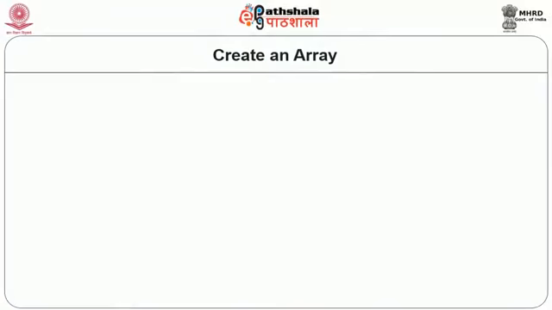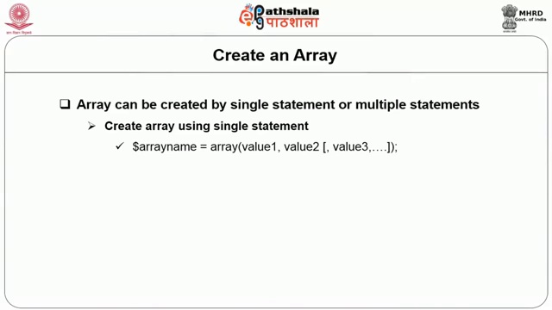Now, the array index data type can be either integer or string, while the value of an item can be any PHP data type. By default, the data type of array index is integer. To create an array, the general syntax is $arrayname assigned to array, and in parentheses you provide values separated by commas. So, this is the one-line way to create an array.